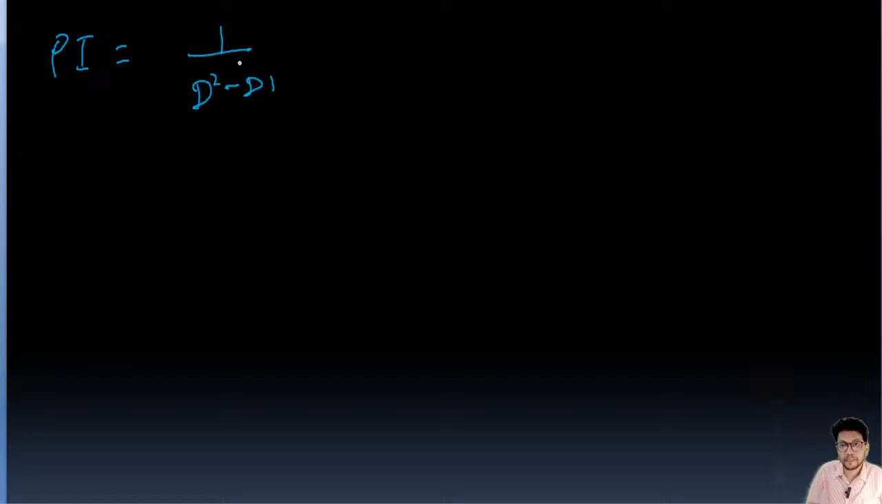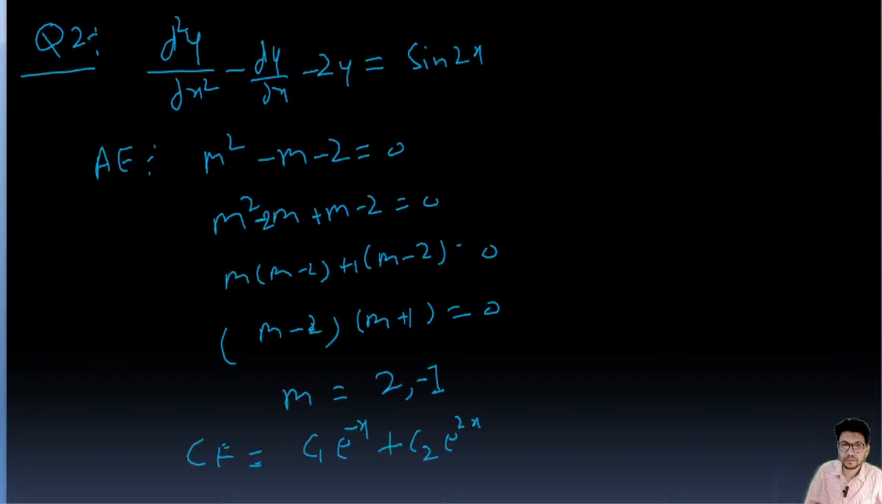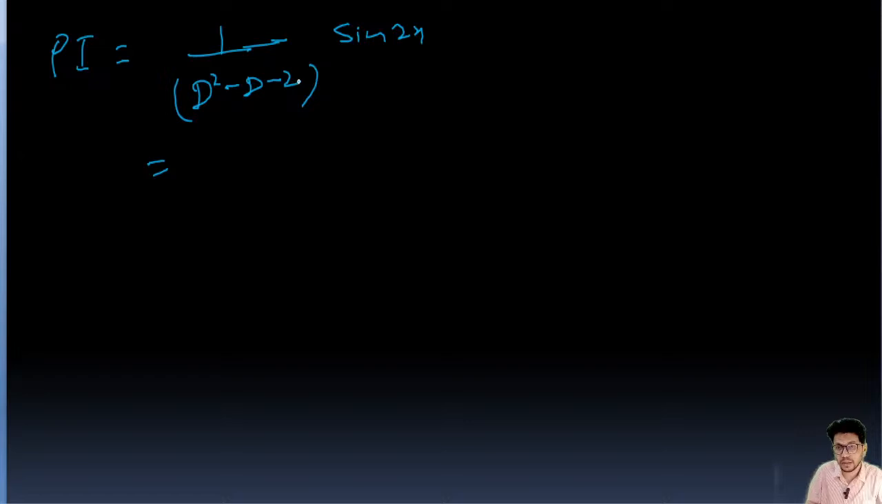So we'll solve it. We replace D² by minus a², and minus a² means minus 4. So this is going to be 1 upon (minus 4 minus D minus 2) into sin 2x. Okay, so this is here.